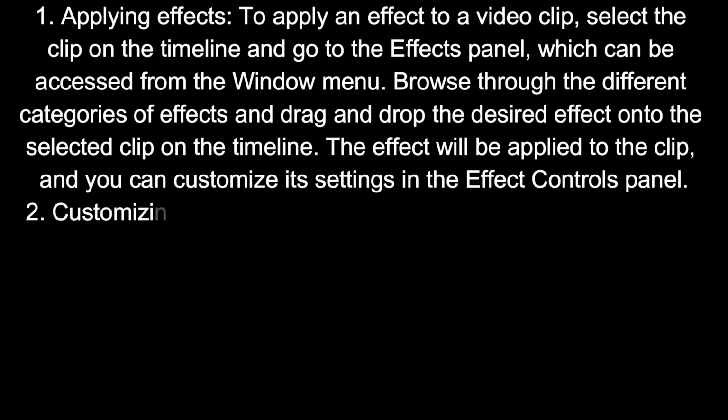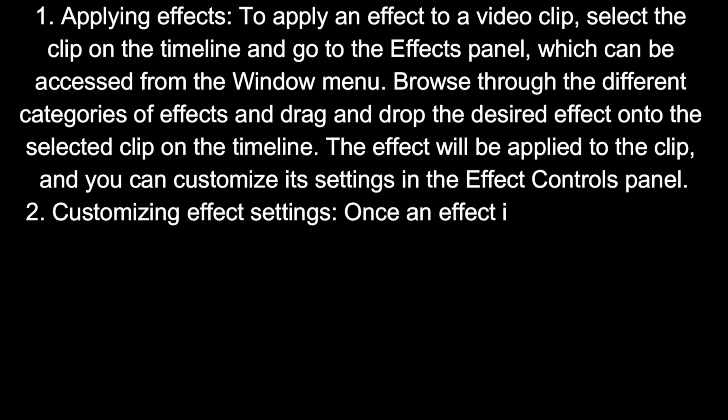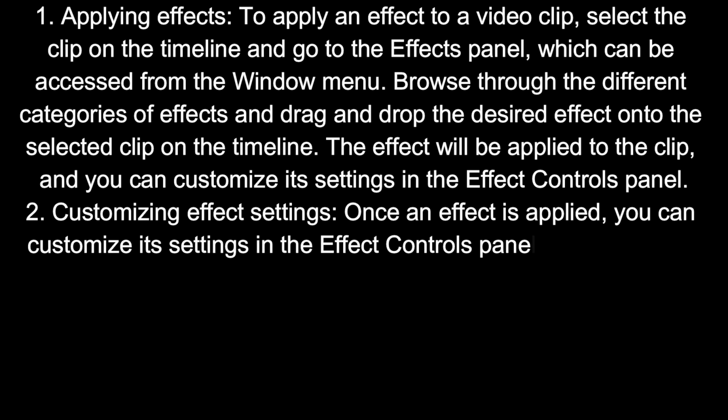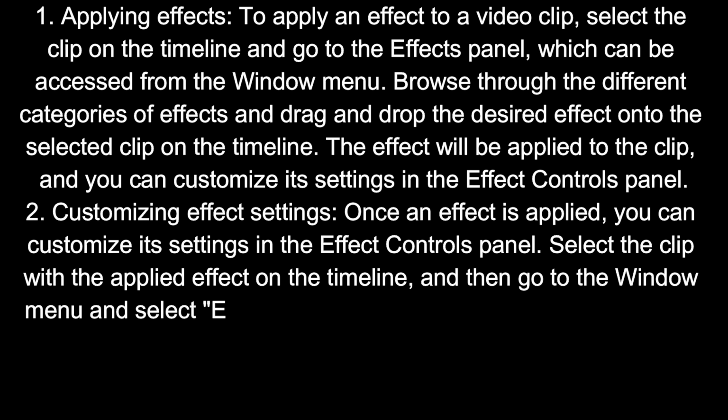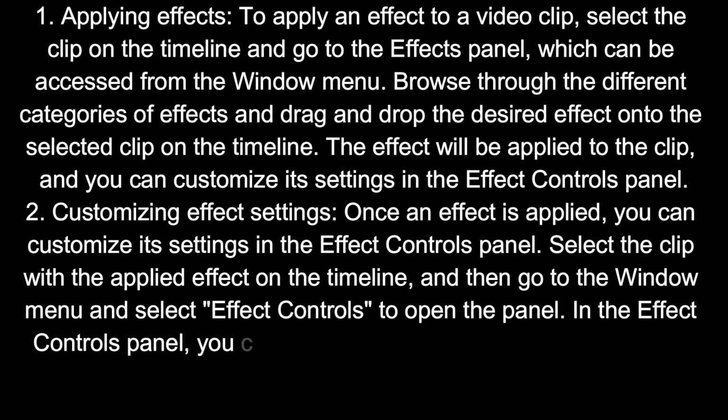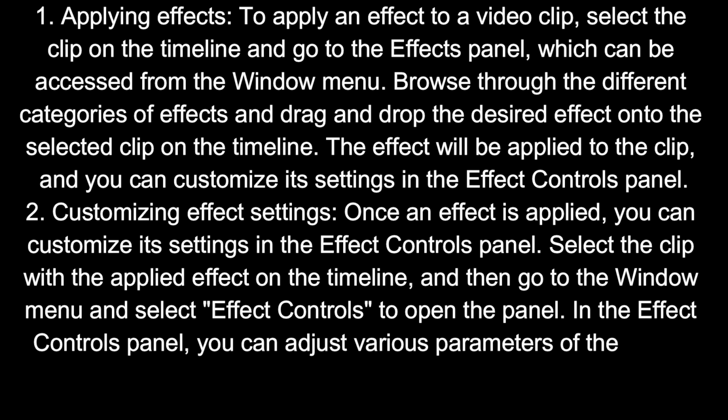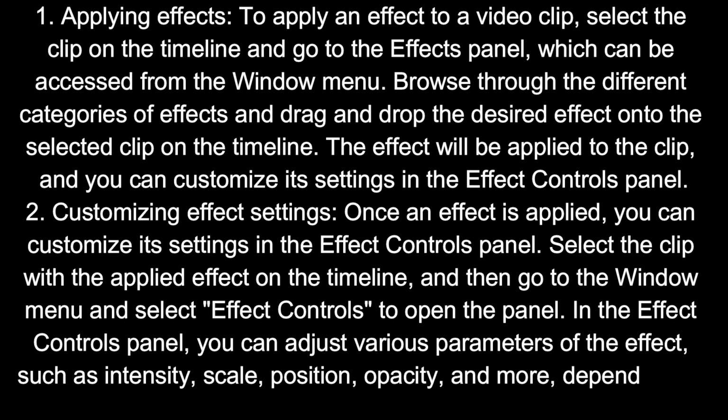2. Customizing effect settings. Once an effect is applied, you can customize its settings in the Effect Controls panel. Select the clip with the applied effect on the timeline, and then go to the Window menu and select Effect Controls to open the panel. In the Effect Controls panel, you can adjust various parameters of the effect, such as intensity, scale, position, opacity, and more, depending on the type of effect applied.